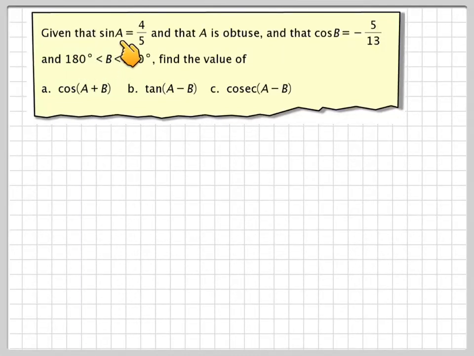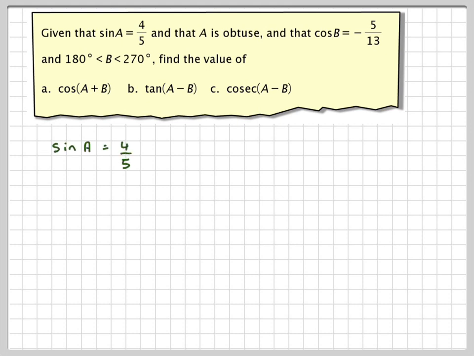Given that sine A is 4/5 and A is obtuse, and that cos B is minus 5/13, and that B is between 180 and 270, find the value of cos(A + B), tan(A − B), and cosec(A − B). So first of all, we need to find the cos of A and tan of A, and similarly for this one as well, sine of B and tan of B.